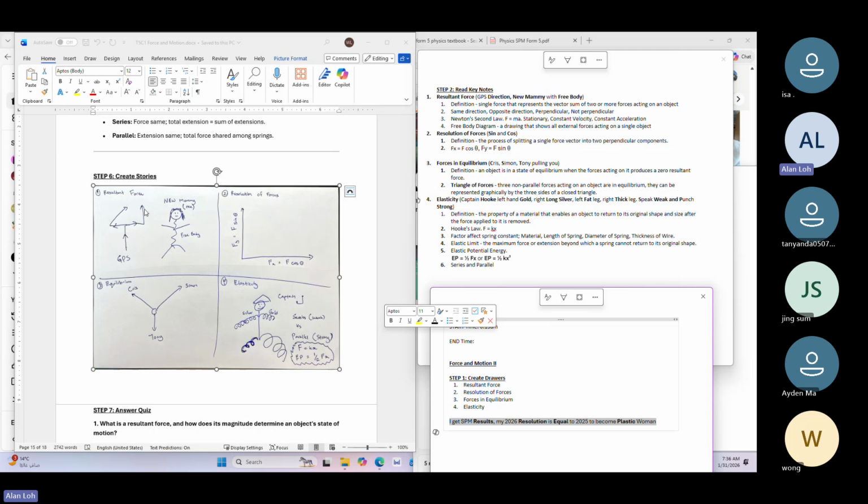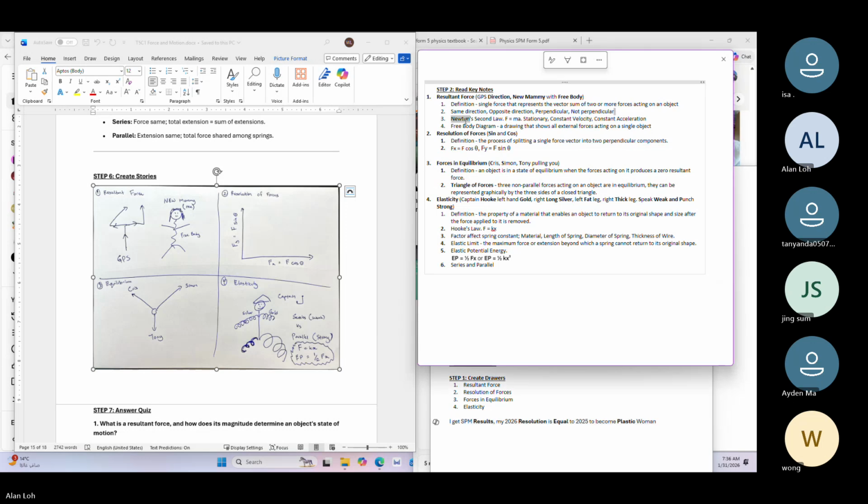What am I trying to illustrate over here? I'm trying to illustrate this part. Right. Same direction, opposite direction, perpendicular direction, non-perpendicular direction. Right. So same direction, opposite directions, perpendicular and non-perpendicular. So you just need to remember or draw out this very simple picture that can help you to remember some of the content inside drawer number 1.